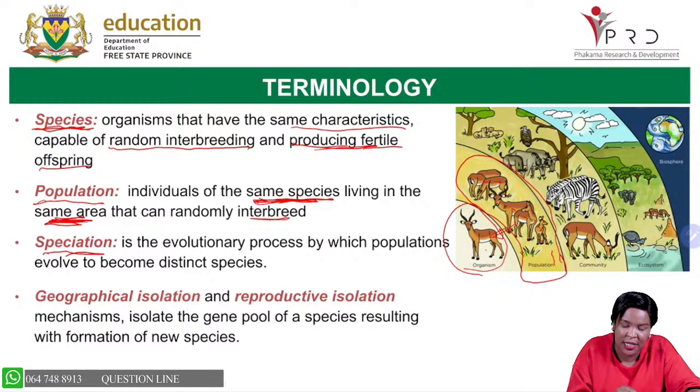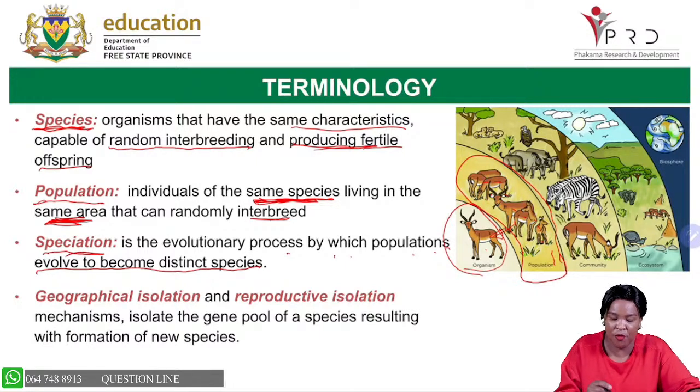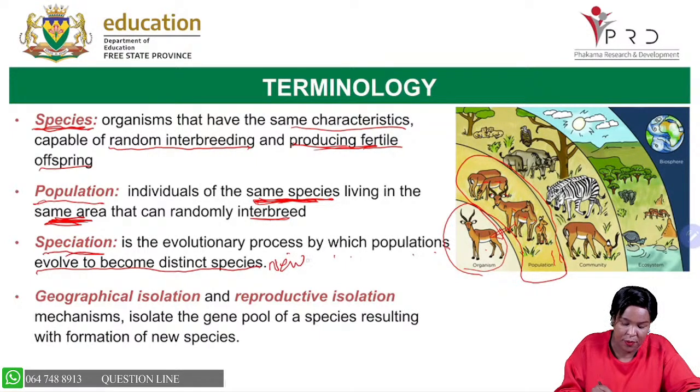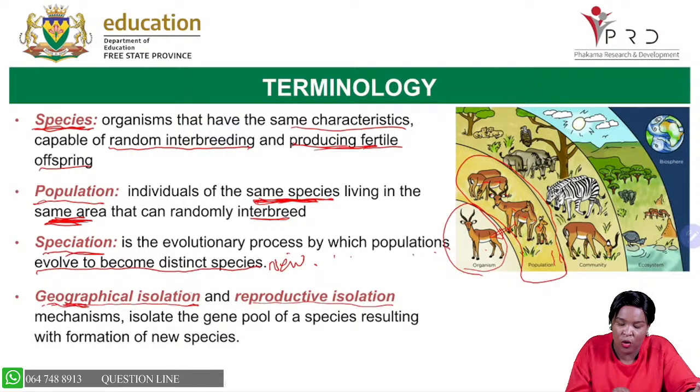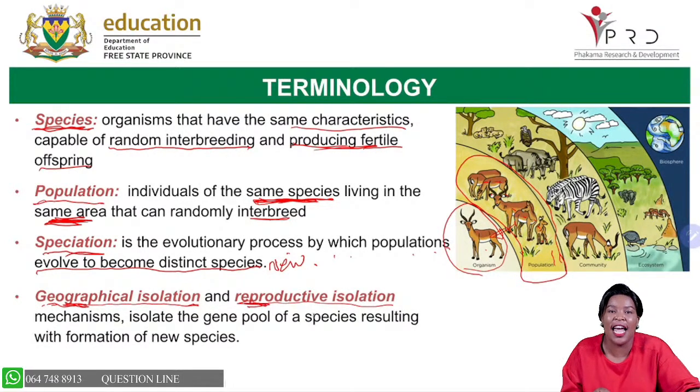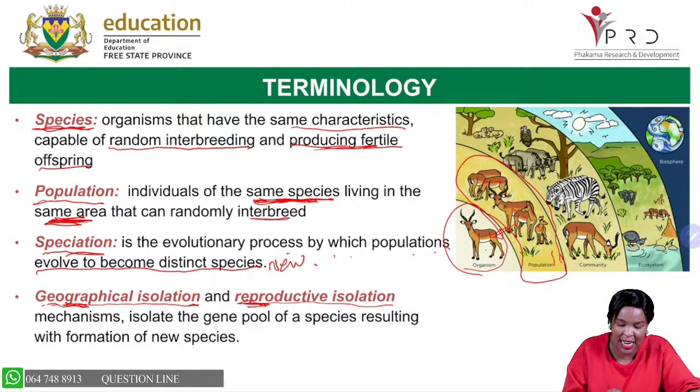Then, what is speciation? Speciation is the evolutionary process by which populations evolve to become distinct species. So they are forming new species. Right. Then what is geographical isolation and reproductive isolation? You are going to be able to identify this in your statement and also tell us what is separating or what is isolating organisms reproductively.